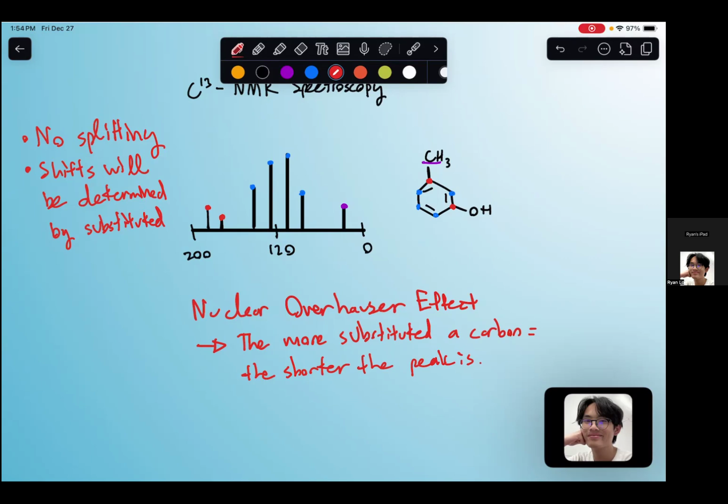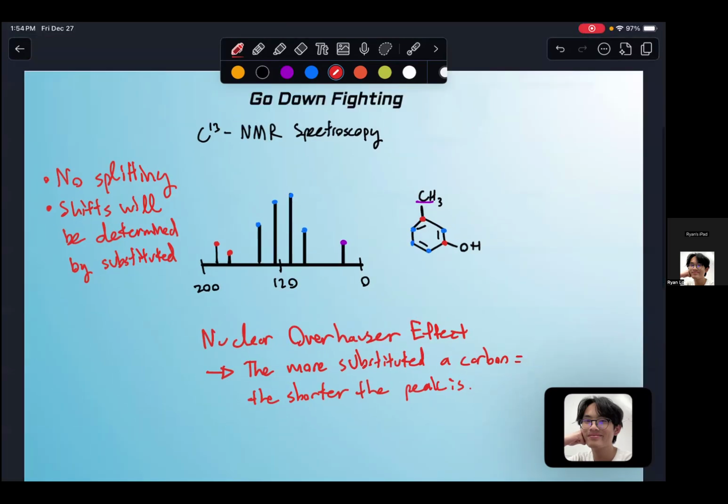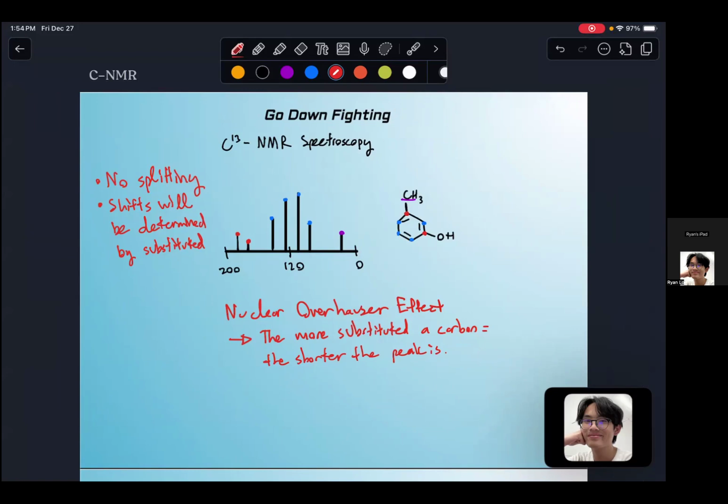There's probably going to be a question dedicated to it, that's just probably going to ask you why the most substituted peaks are the shortest. So just make sure to understand how this works. But other than that, that's basically all the brain power you need to devote to C13 NMR from my experience.